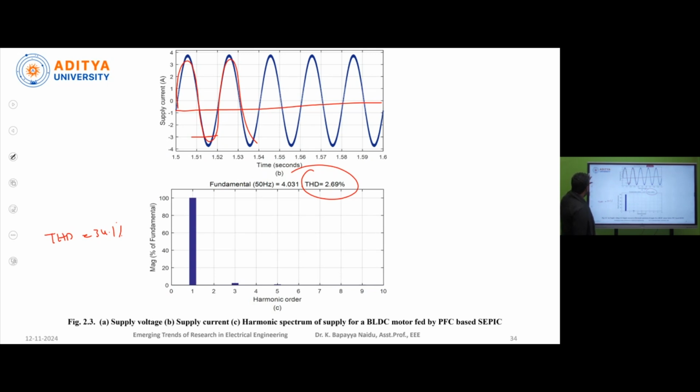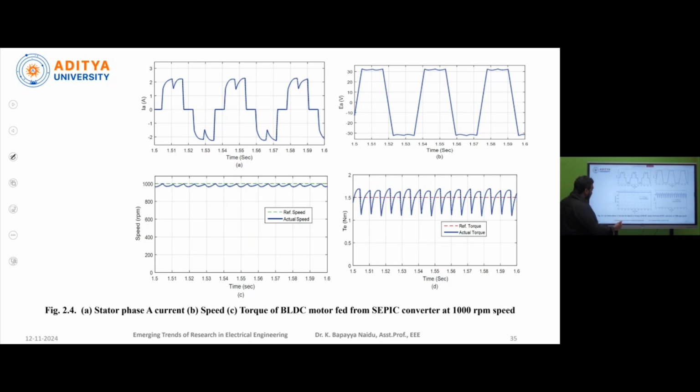Okay. Now, okay, these are the stator phase A current, and this is the trapezoidal back EMF waveform, and figure C represents the speed, and this is the waveform of the torque. Okay, here if you are observing that it is also very nearer to this squared waveform. Okay, then automatically the torque ripple will also decrease. Okay, these results represent whenever the motor runs at 1000 RPM.